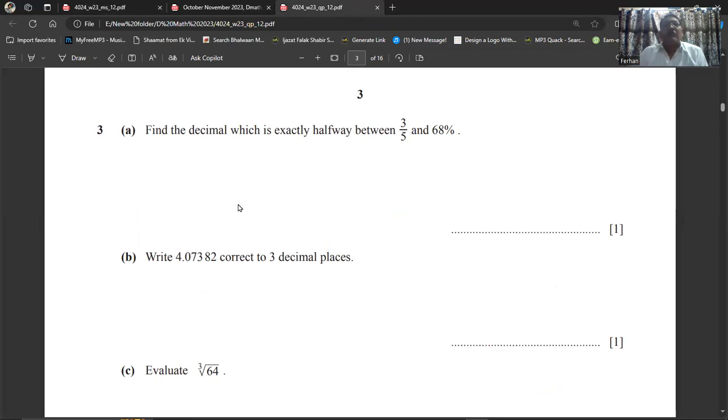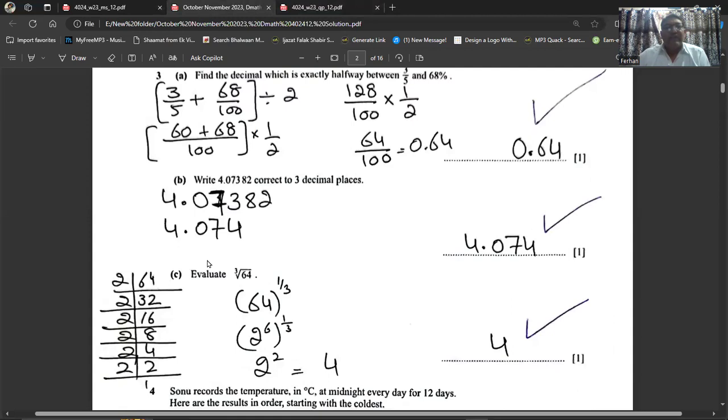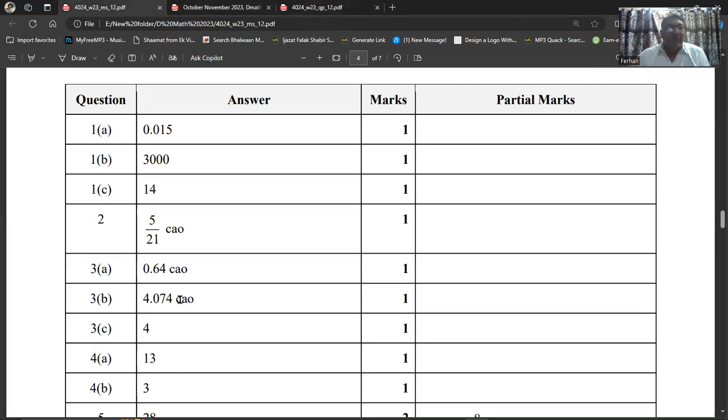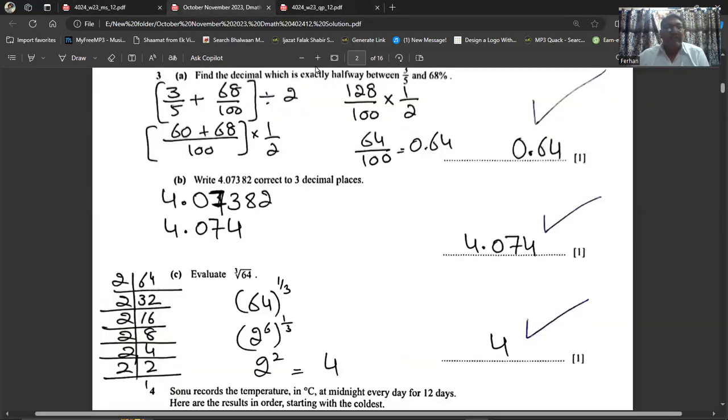Question number 3, B part. He says, write 4.07382 correct to 3 decimal places. So 3 decimal places means after the decimal, you have to go to 3 places. So it will be this, and this. This is the third decimal place where the 3 is written. After this, you have 8. So we will drop the rest, and this 3 will become 4. So 4.07382 will become 4.074. Now this is correct to 3 decimal places. So 4.074 is the right answer.